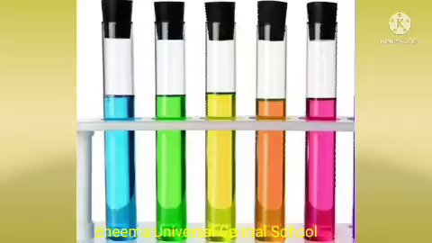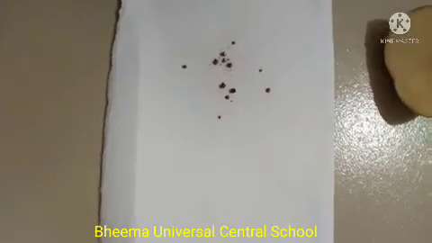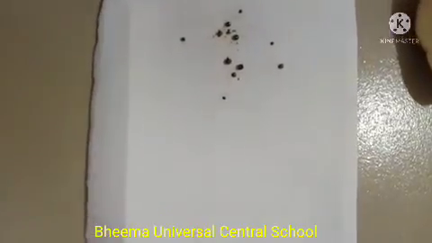Benedict's solution is blue in color. It turns green when we add it to a solution with low sugar content. It turns yellow for a food item with medium sugar content, and it turns brick red for a food item high in sugar content.